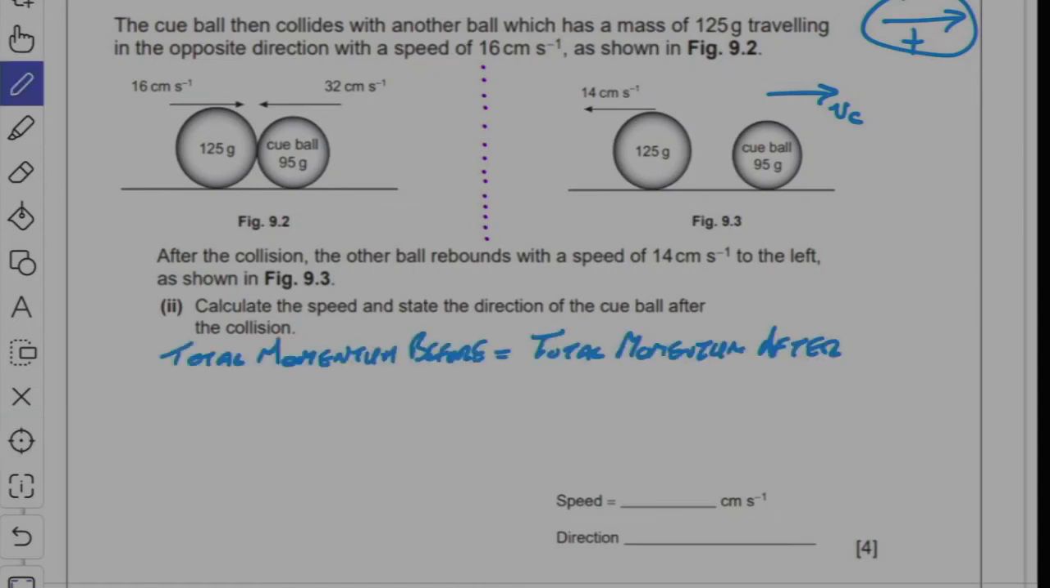So establish what you're doing. Total momentum before equals total momentum after. And then start filling in your values. We can use grams and centimeters per second if we want. We just need to remember that anything coming out of this will come out in those units. And you can see they want the answer in centimeters per second, so it's fine to use those units if we want. Okay.